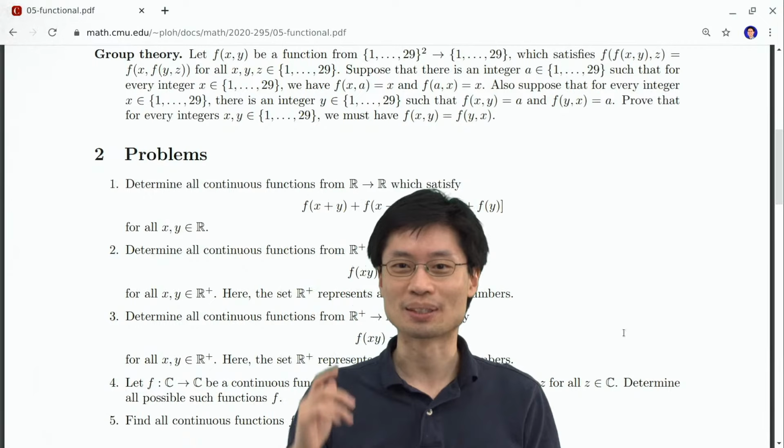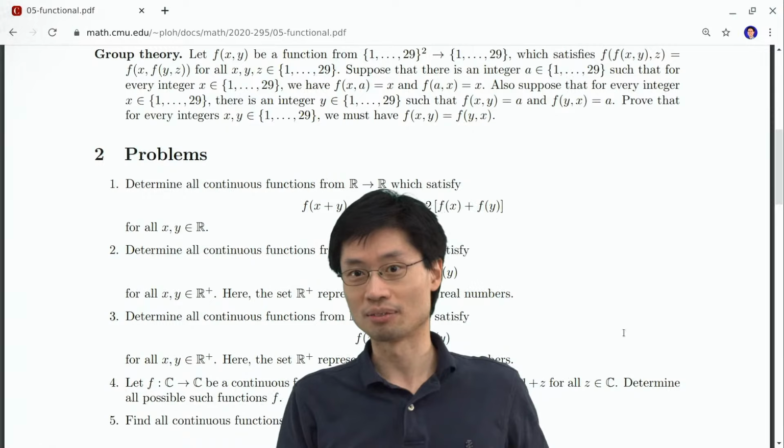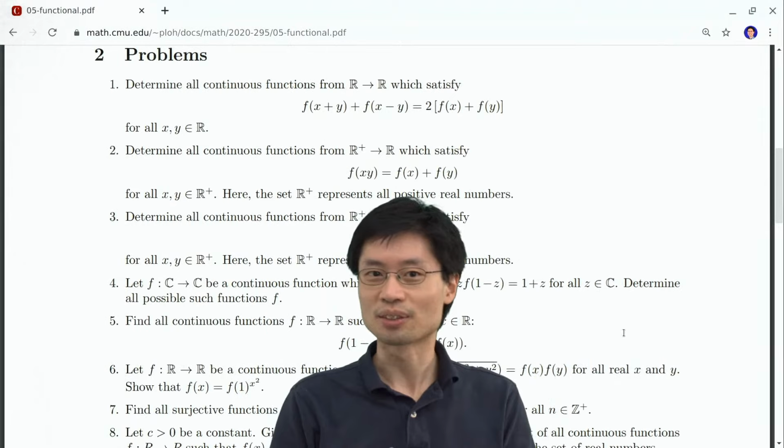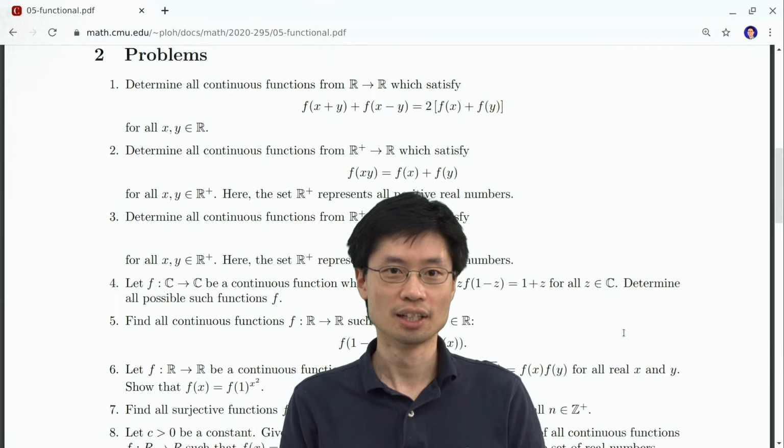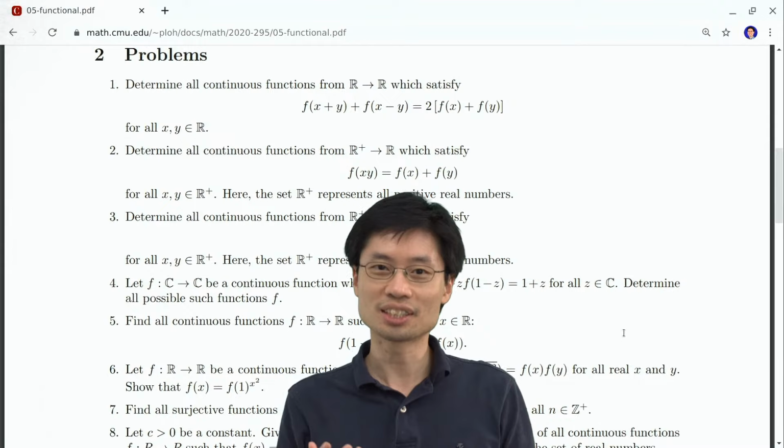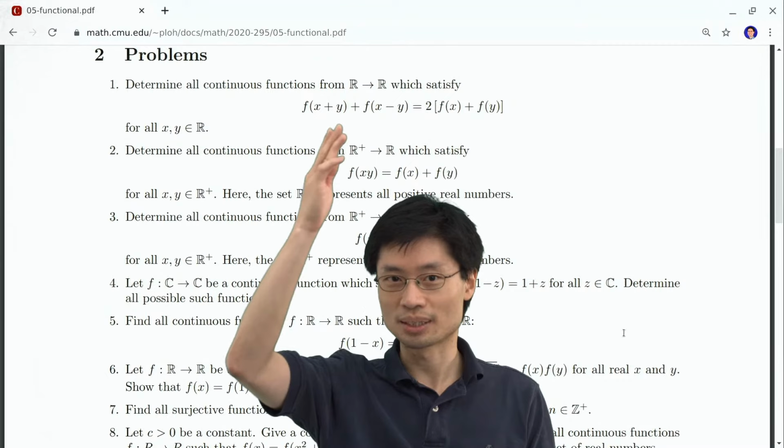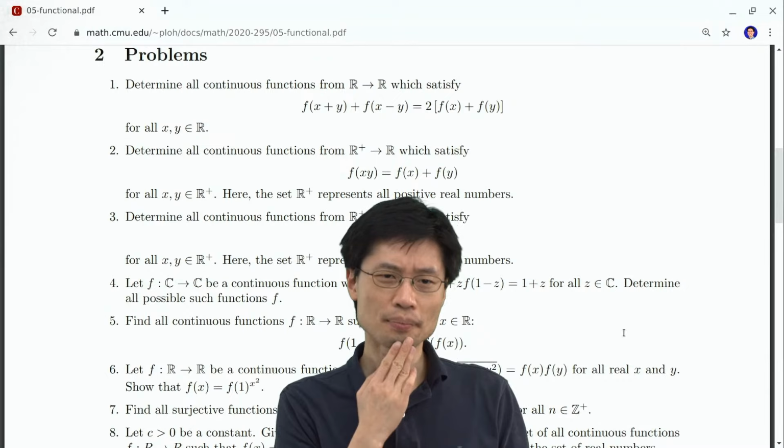I just wanted to share how interesting it is that you can encode a lot in a statement about functions. For this class, I want to focus on the first problem on the sheet, and think about how you go about solving any functional equation: what you do if you have some condition about a function and you need to make some conclusions. The conditions we have are that f is continuous, and that f of x plus y plus f of x minus y is double f of x plus f of y. The question is now, what functions f satisfy this?